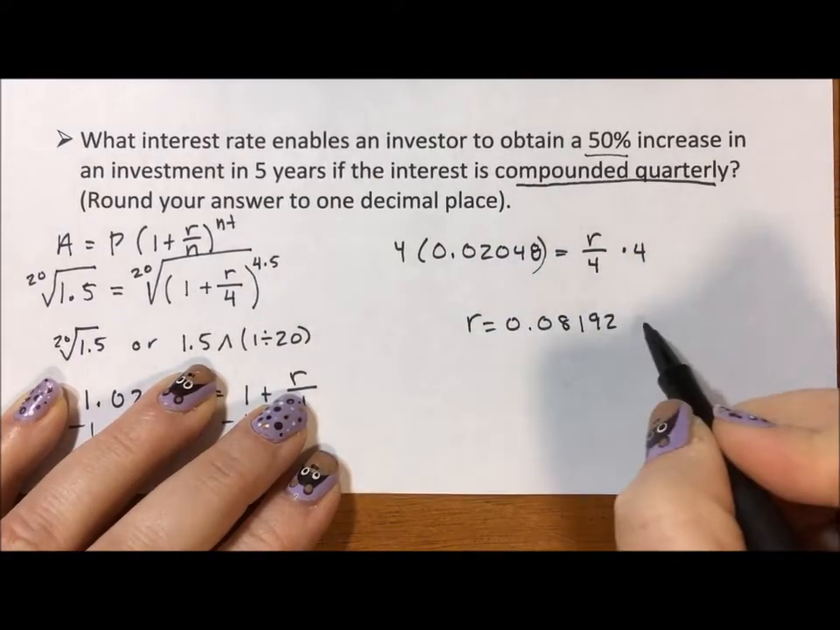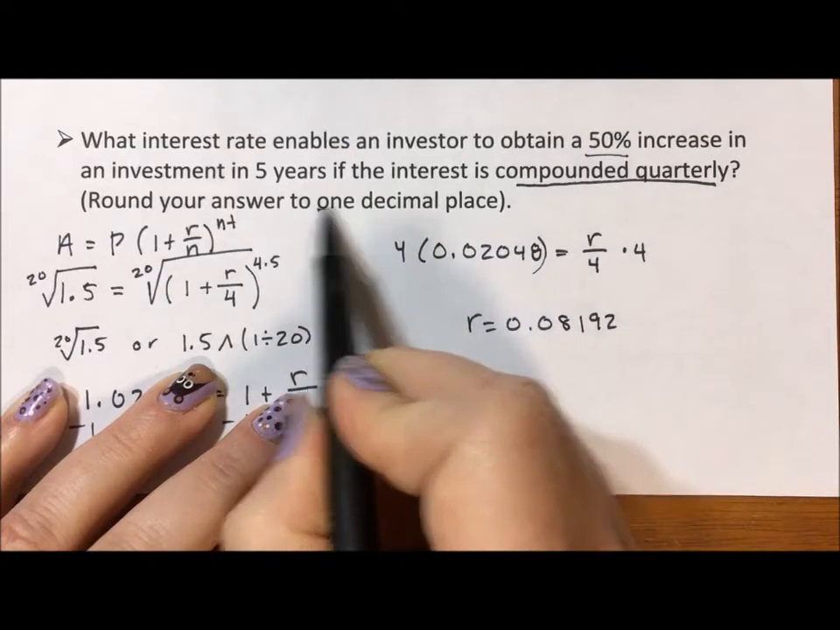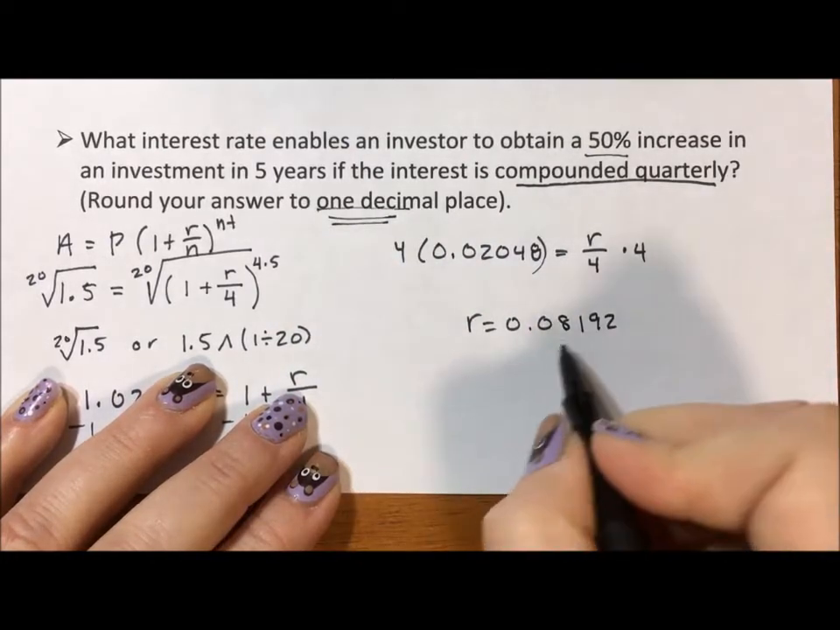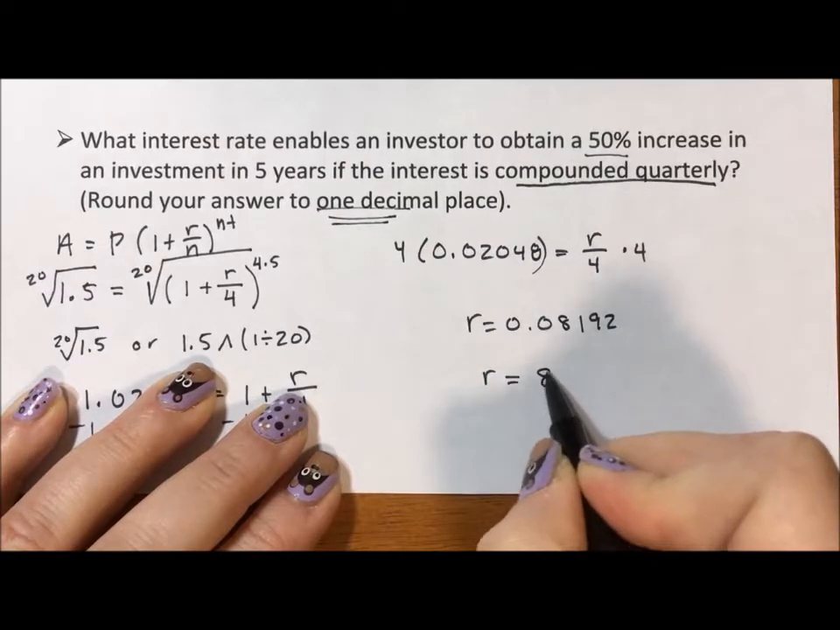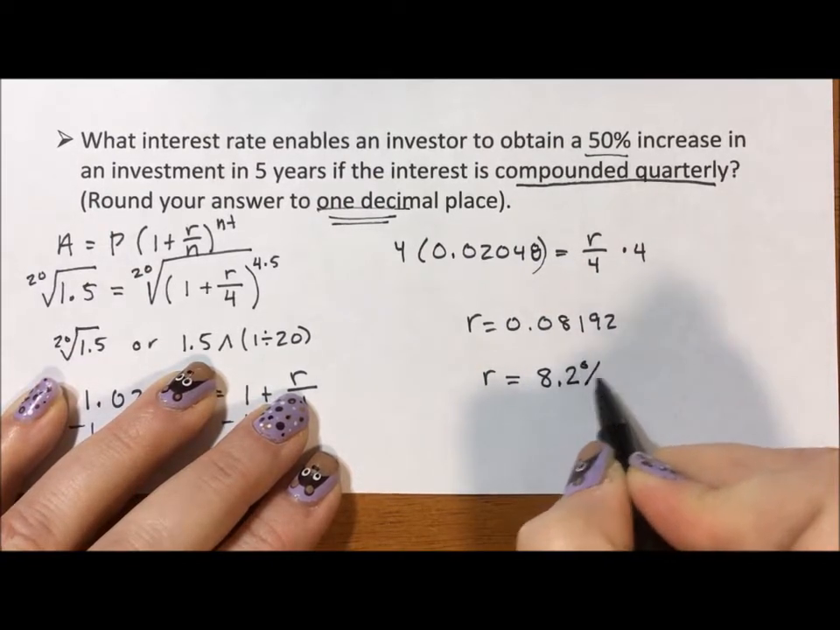0.08192. If I multiply by 100 to get it to a percent, and round to 1 decimal place, I get that the rate is 8.2%.